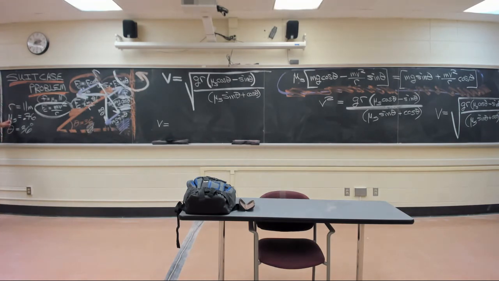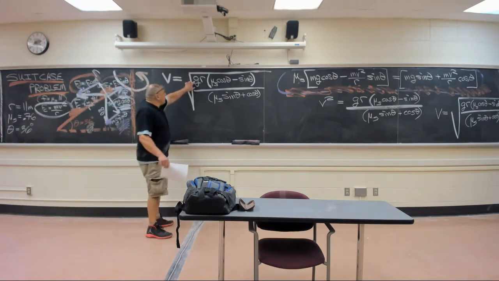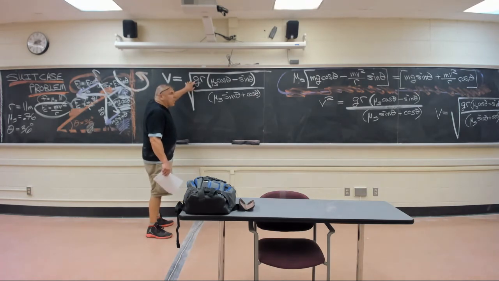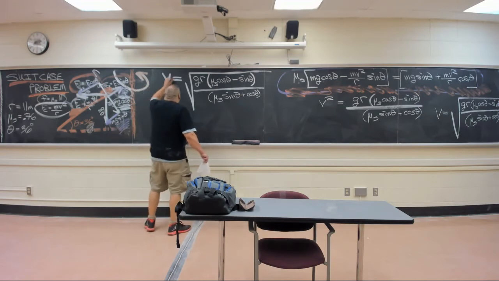Mu sub s is 0.76. Theta is 36 degrees. R is 11 meters. G is 9.8 or 9.81, depending on what you want to use, but we're not going to split hairs on this right now. Know what you're doing. Can you do this? Can we get this answer? And then go from there.